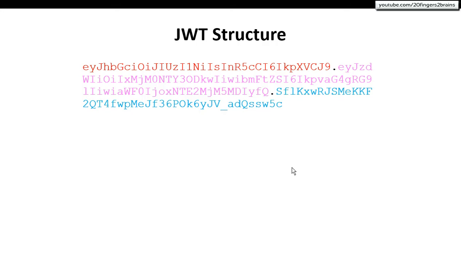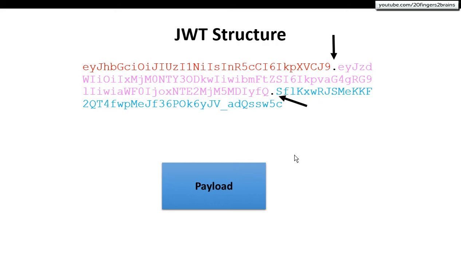This is the typical JWT, and most of the JWT would look like this. The JWT token consists of three parts, each being base64 URL encoded and concatenated using a period. The middle part, which is pink in color, forms the payload of the token. The payload contains the metadata or the data about the token.